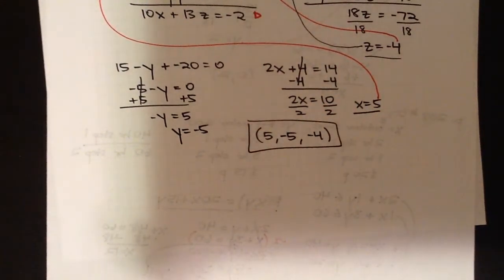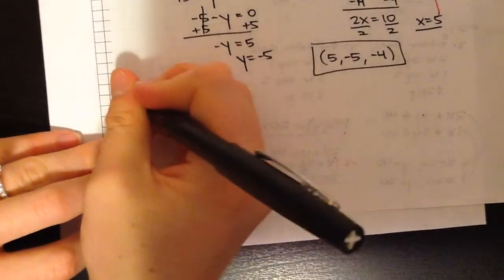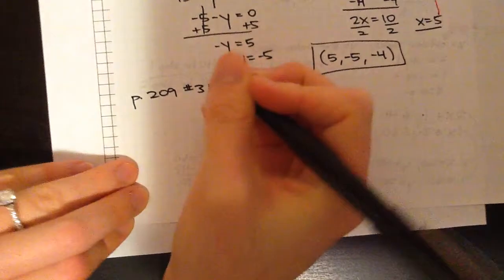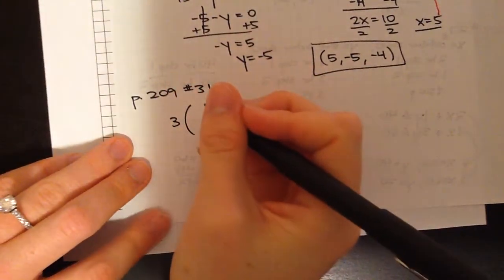Alright, on to the next page, we're going to look at number 31. This is some matrix stuff. This is now page 209. This is number 31. Some matrix operations. So this I've got 3 and then a big set of parentheses.